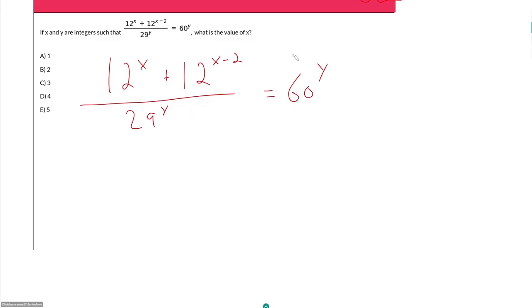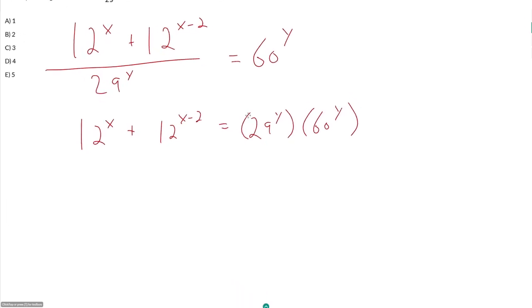If my end goal is to get the two sides to match, well, the first thing I would do is take care of the easy stuff first. I would say I have a fraction on my left side here. I have a non-fraction on the right side. I'm just going to move this 29 raised to the y over. I'm going to multiply each side by 29 raised to the y. So I get 12 raised to the x plus 12 raised to the x minus 2 is equal to 29 raised to the y times 60 raised to the y. So now I no longer have a fraction on the left side.